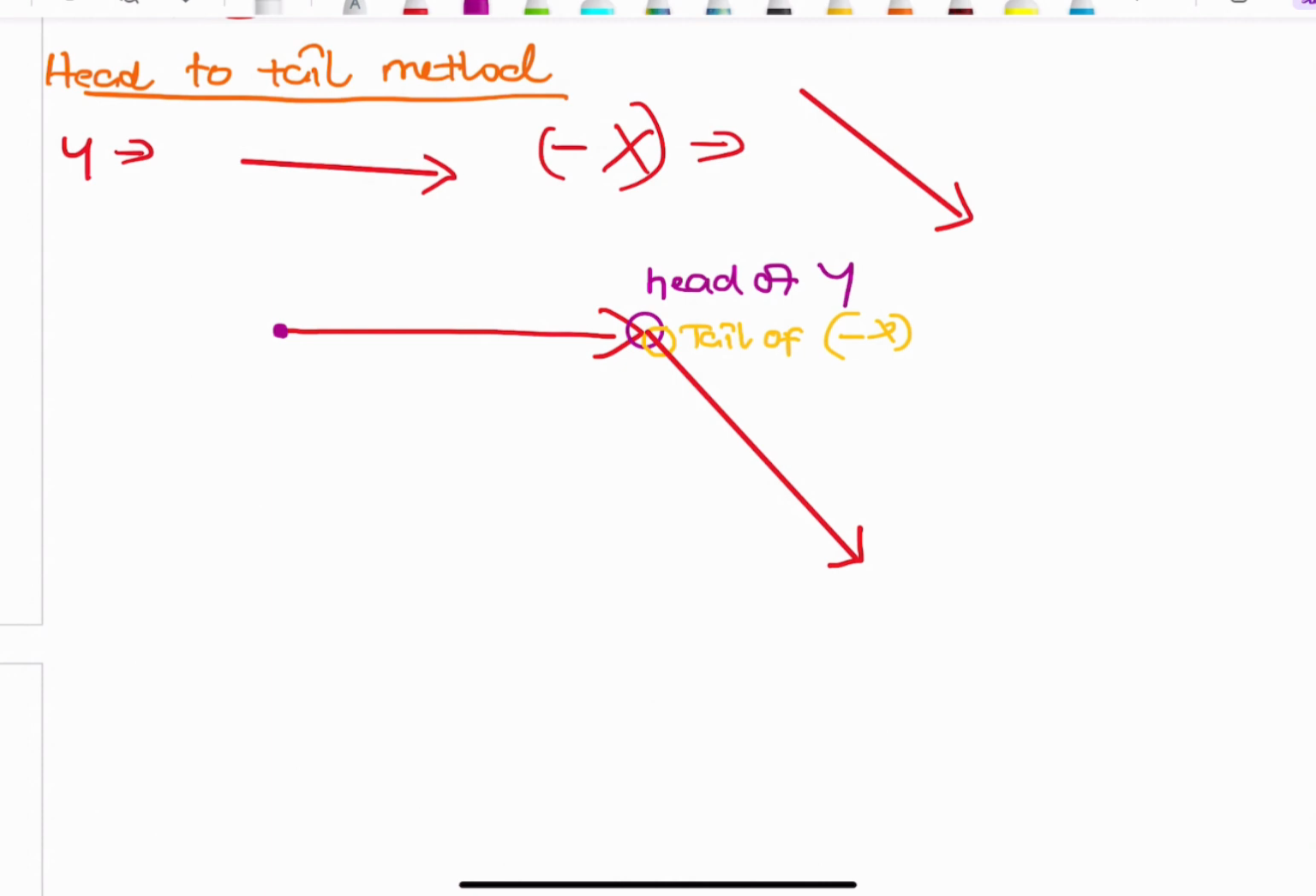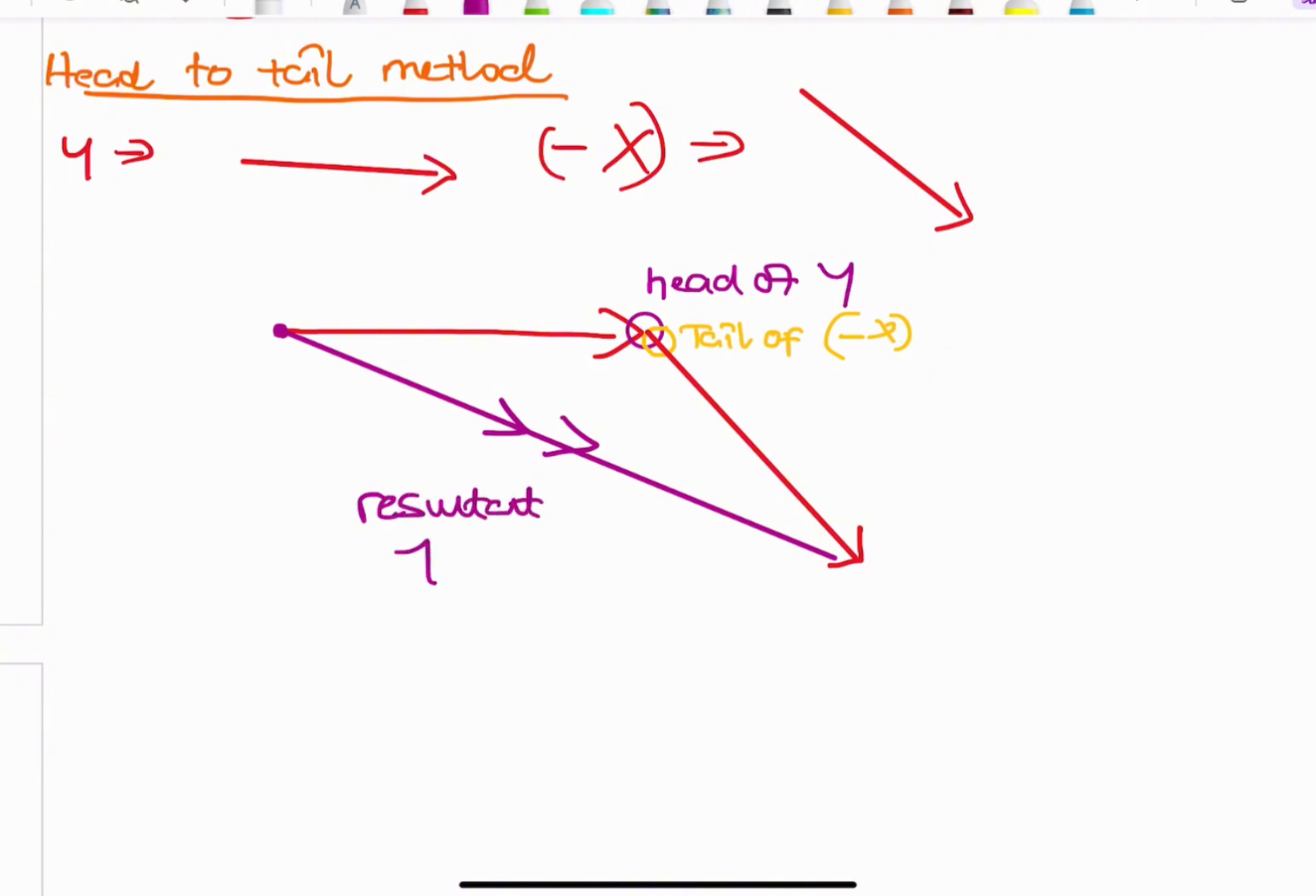This is the tail of that vector, and we're going to go to the head of the other vector. Once you have connected head to tail, the resultant force will be from the tail of one vector to the head of the other vector. Because if you've connected head to tail, those two vectors are going to intersect at one point, and you're going to connect tail to head of that. So this is going to be your resultant force.